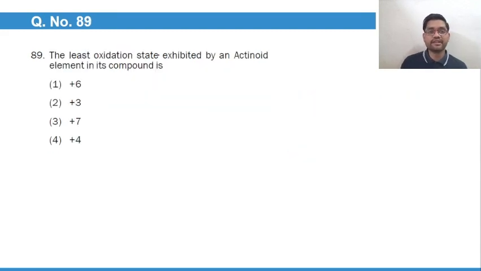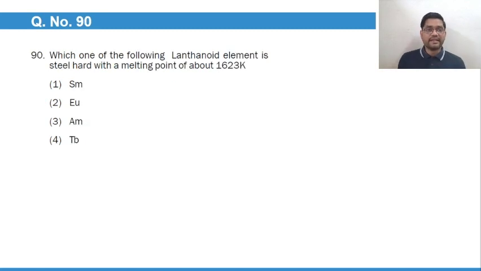89. The least oxidation state exhibited by an actinide element in its compound is +3. Okay, so we'll go with option number 2. 90. Which one of the following lanthanide elements is steel hard with a melting point of 1623? Steel hard is samarium, that is Sm.